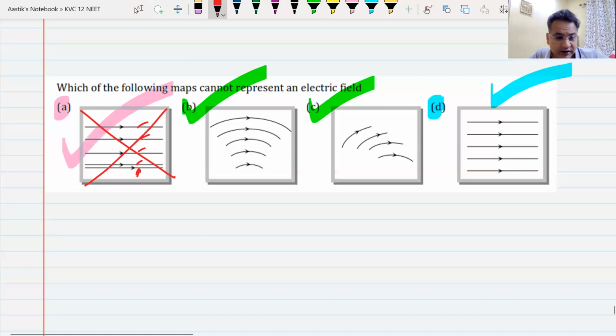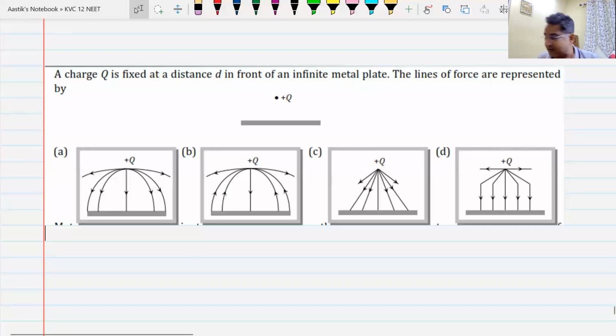Understood, sir. Now, this is probably not in your course, but if it comes in any case, you should be able to answer this. Charge Q is a positive charge. Just by looking at the positive charge, you should be able to tell me the answer. A positive charge Q is fixed at a distance d in front of an infinite metal plate.